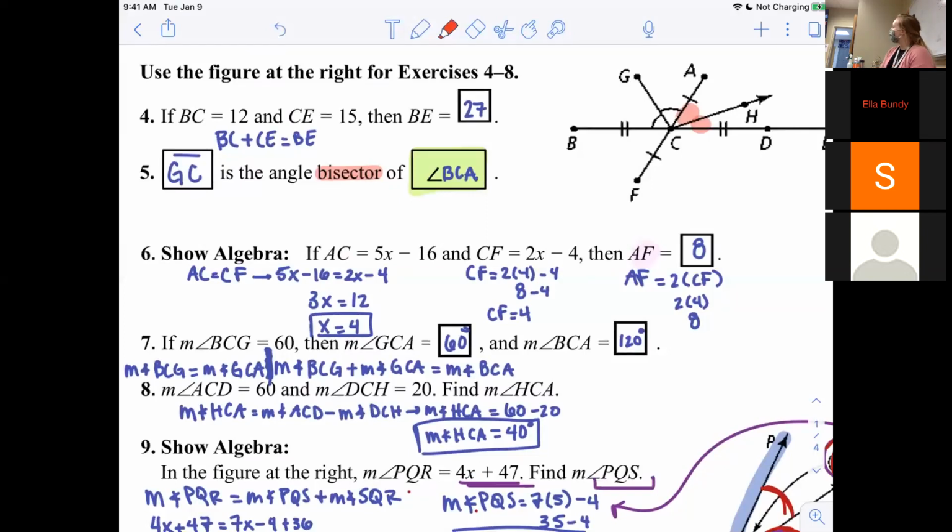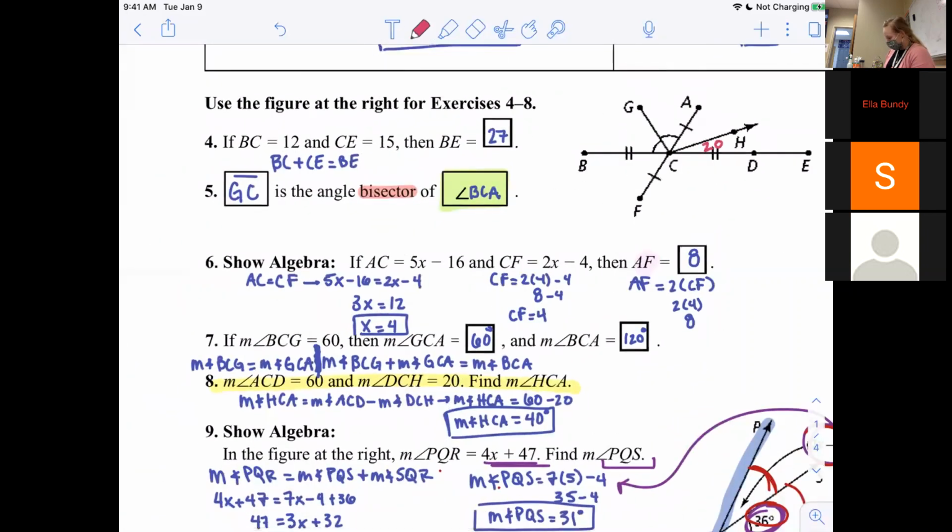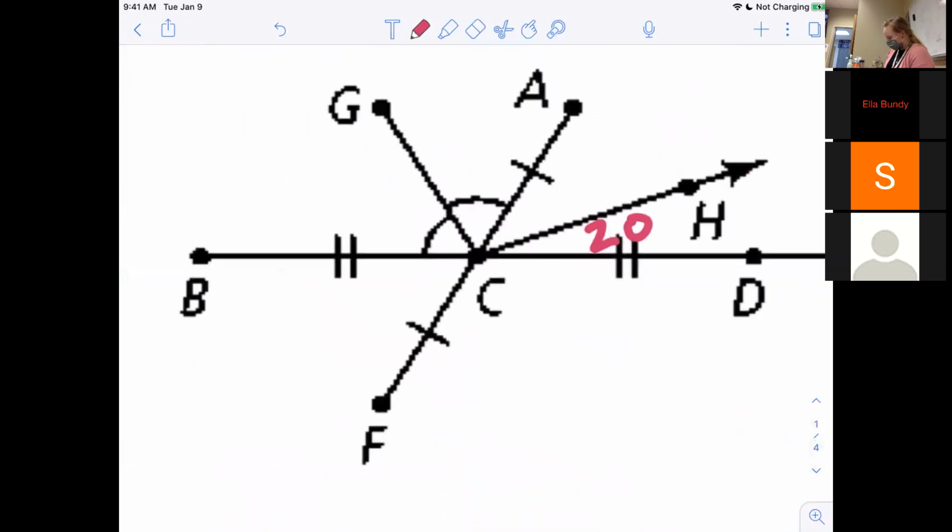All right, anything I can talk about while we're here on 4 through 8? Number 8, good. Number 8 is the one that says measure of ACD is 60, measure of DCH is 20. So let's go write that on my picture. DCH is 20. This guy right here is 20. And then ACD is 60. So this whole angle right here is 60. ACD is 60, while only DCH is 20.